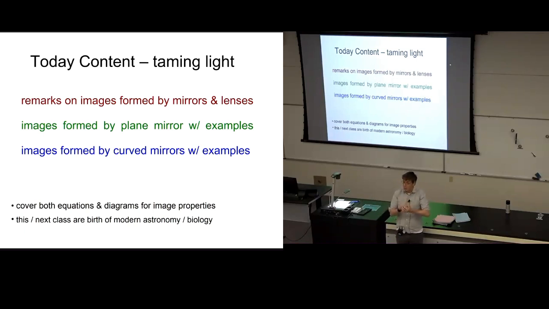The birth of modern biology and the birth of modern astronomy occurs when we started to understand light. We started to understand the properties of light, the propagation, the reflection, the refraction of light. Okay.